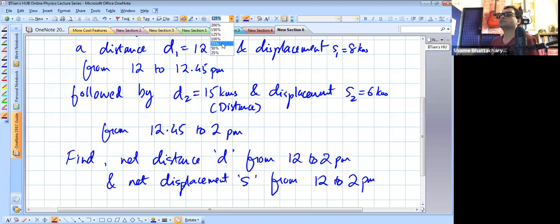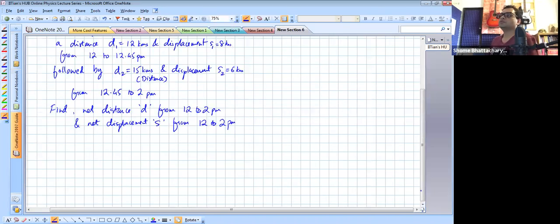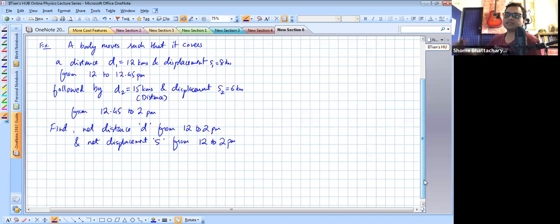Now the moment you visualize this problem, I'm just going to minimize this a little so you can see the whole thing. The moment you look at this problem in terms of the definition of distance and displacement: what is distance? It is the length of path traveled, the actual path length that a body covers. Whereas displacement is the straight line joining the initial and the final position, or the shortest path from the initial to the final position. So you realize that when you're working out this example, the second part of the question is a problem.